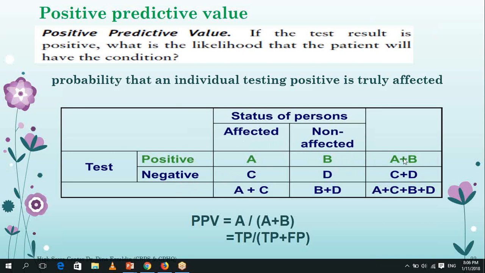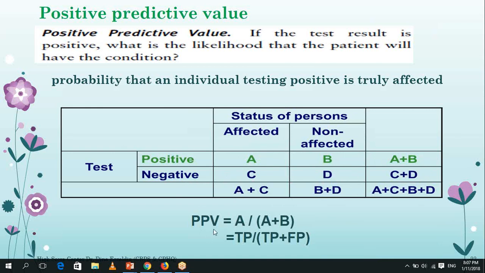Here we make the total positive, which is a true positive plus the false positive, and the true negative plus the false negative. And the sum of the affected persons in real, which is the true positive plus the false negative, and non-affected, which is B and D, which is the false positive and the true negative.